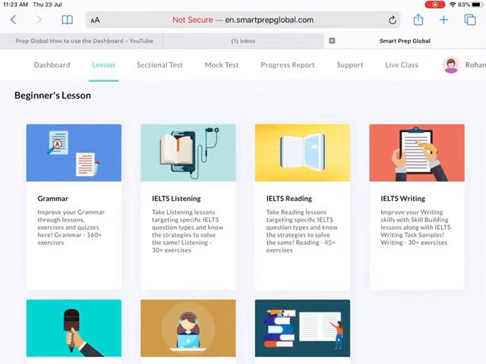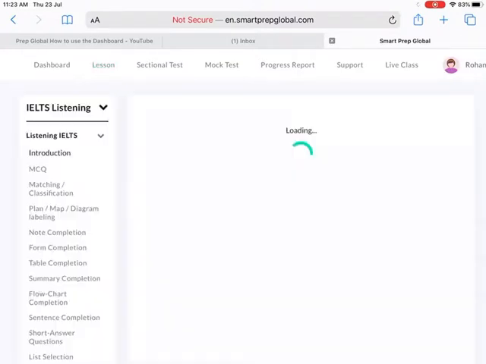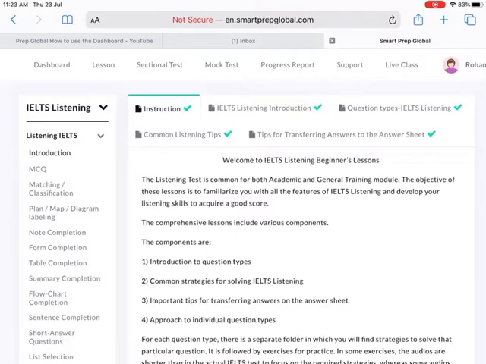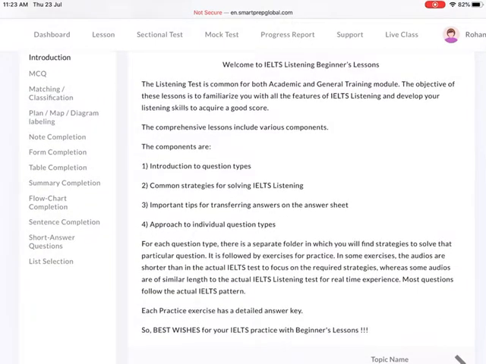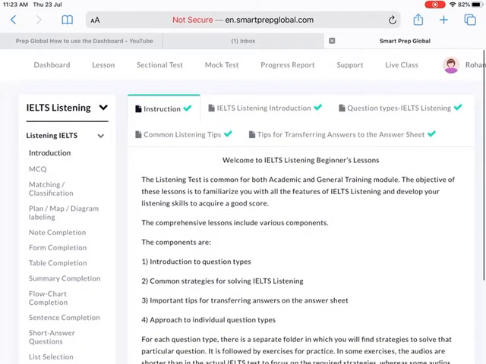In this video, we are going to see how to go ahead with the IELTS listening. Once you click on IELTS listening, the first thing that comes on your screen is the instructions part about how to go ahead with the IELTS listening test. These are certain instructions which a person should not be missing out on at all.